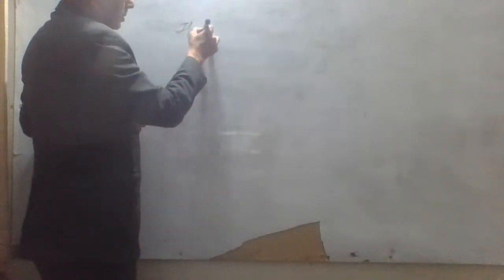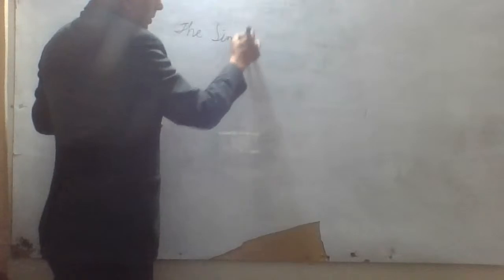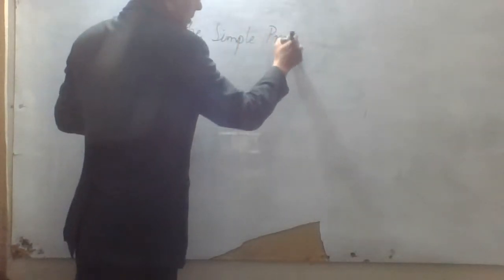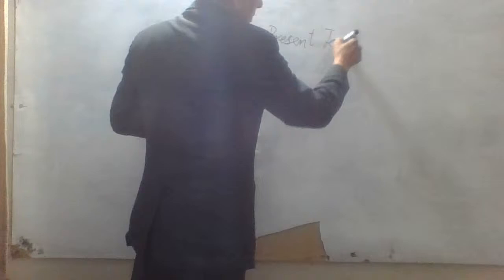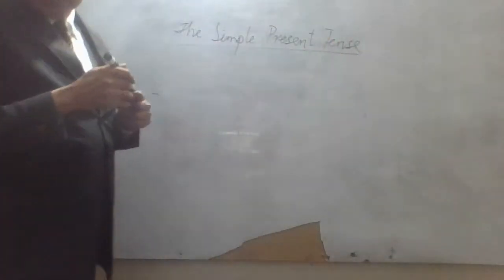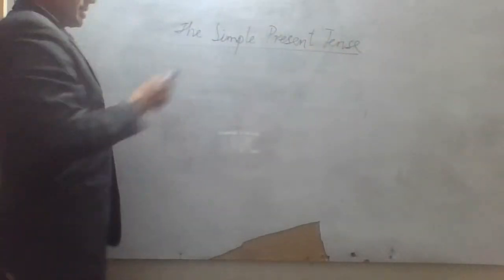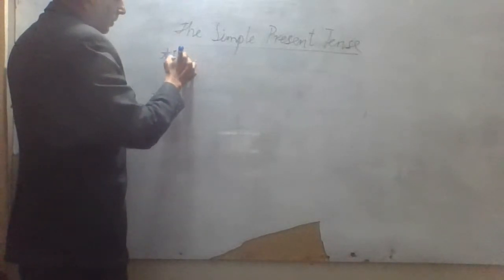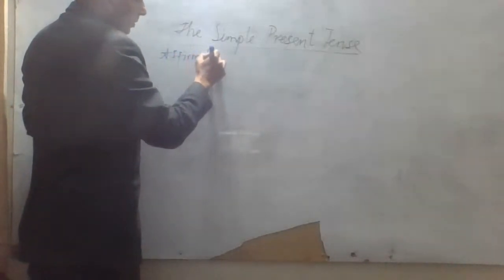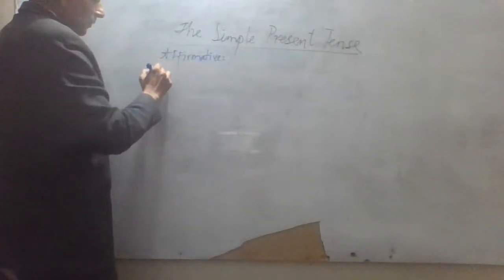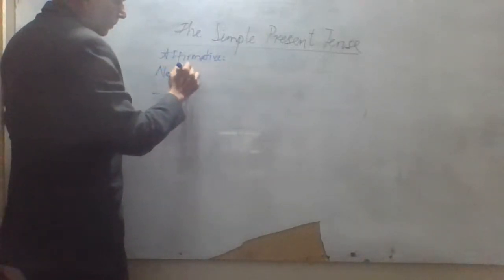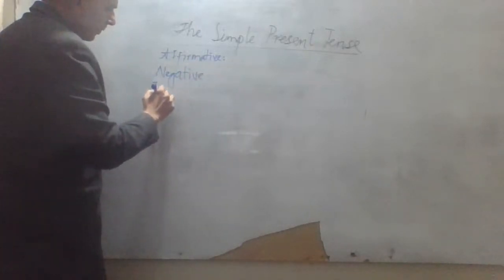In this lesson, we are going to study Introduction to the Simple Present Tense. So, let us begin. The simple present tense. Number one, form. How do you make this tense? Affirmative, negative, and interrogative.